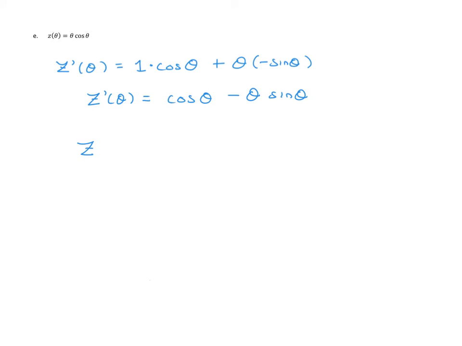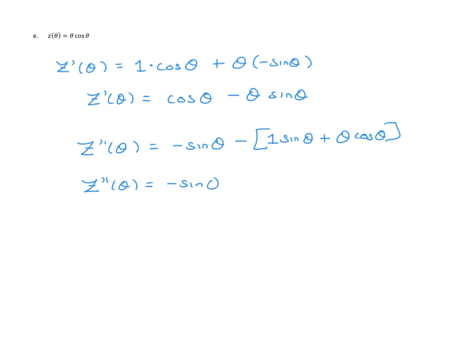The second derivative, z double prime of theta, is negative sine of theta minus, I'll set up some parentheses because we have to use the product rule. I want to make sure I distribute the negative. We get 1 times sine of theta plus theta times cosine of theta. So the second derivative is negative sine theta minus sine theta minus theta times cosine of theta. And if we simplify this, that's negative 2 sine theta minus theta times cosine of theta.